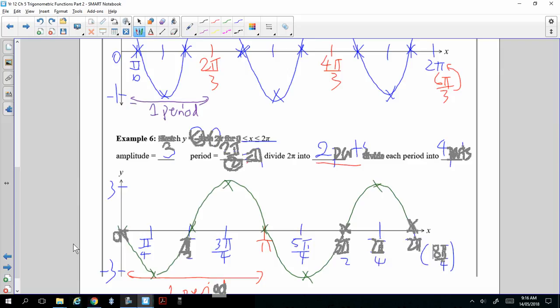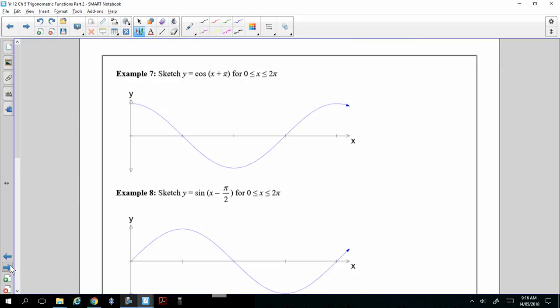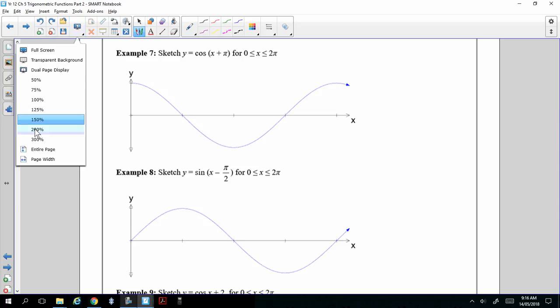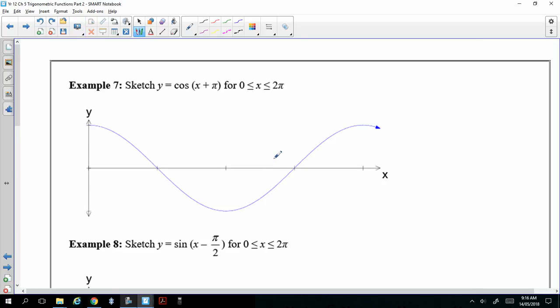Okay, alright, let's move on to the next page. Alright, next page. So we're going to look at draw the graph of cos x plus pi. So hopefully remember the plus pi, what does the plus pi do? Shift which way? Left or right? Left pi units. Okay, left pi units.